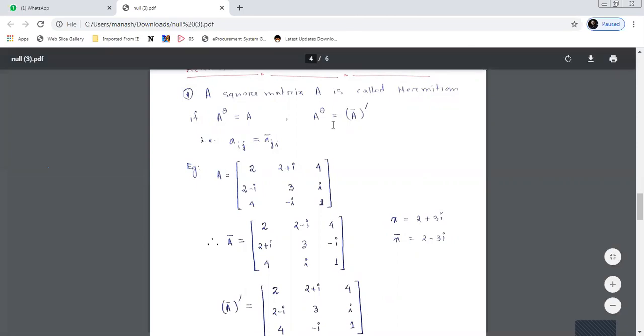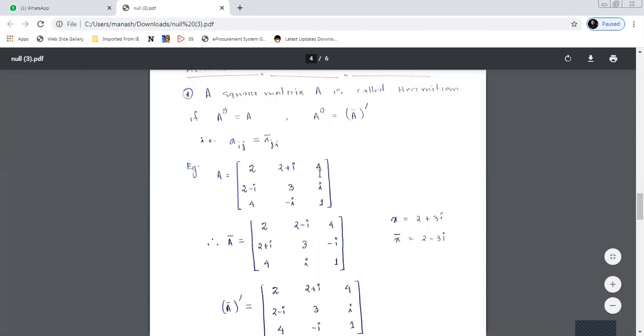Now see here, I give one example. Hermitian matrix means if A theta equals A, where A theta means A bar whole dash. I take one example. See here, this is a matrix. At first we take the conjugate of A. 2 is a real number, so there will be no change. Again, 2 minus i: in this case the sign of the real part remains the same and the sign of the imaginary part is changed. It is plus i, it becomes minus i.